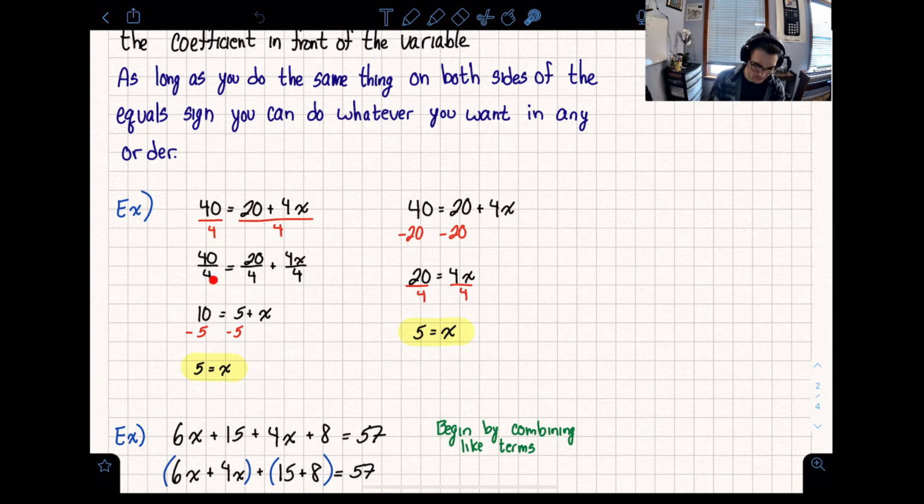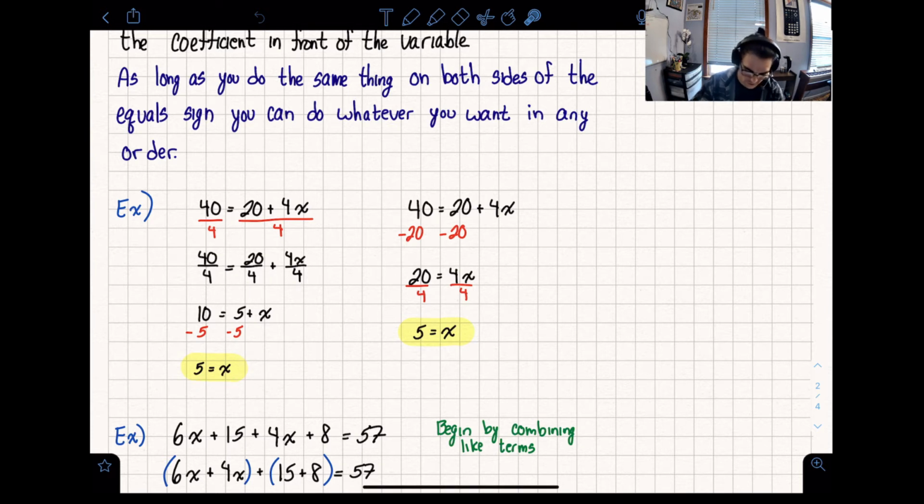So we have the 40 divided by 4 over here. From here, we just start simplifying. 4 over 4 gives us this 1. Rewrite the plus. 20 divided by 4 is 5. 40 divided by 4 is 10. So that's how we get this new expression over here: 10 equals 5 plus x. And now from here, we can subtract away the constant of 5. The opposite of 5 is negative 5. Combining those makes this a 0. Whatever we do to one side we must do to the other. 10 minus 5 is 5. And here we get the final answer of x equals 5.